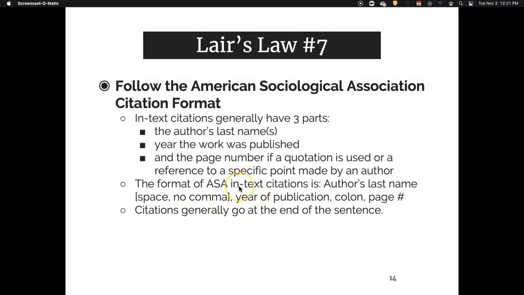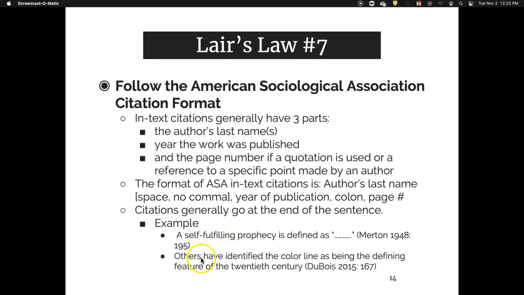In many cases, citations go at the end of a sentence. So an example would be, a self-fulfilling prophecy is defined as, then you give the quote, and then here's the citation, and the citations always come in parentheses. See that parenthesis, author's last name is Merton, just a space, no comma, the year of publication, which is 1948, colon, space, and then page number, where the reader could go and find this quotation that you're using from Merton.